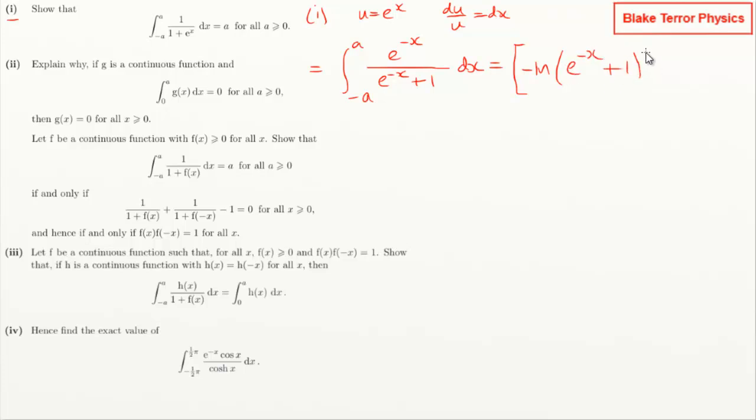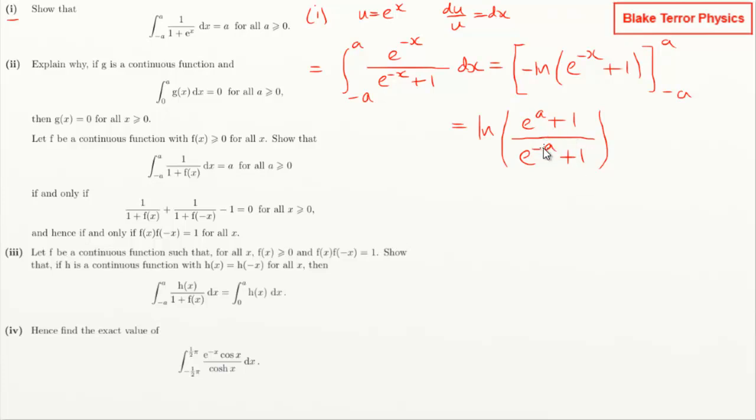So I'll have that from minus a to a. The minus in front of the natural log is flipping the limits really. And then I'm going to have one natural log subtracted from another one, so I'm just going to end up with a fraction at the end. It's like putting the minus a in first and then taking off the a. So I'd have e to the a plus 1 over e to the minus a plus 1, and that needs to be equal to a for all a greater than or equal to 0.